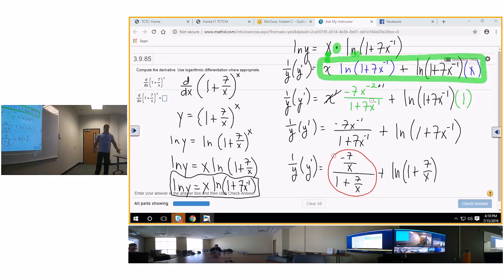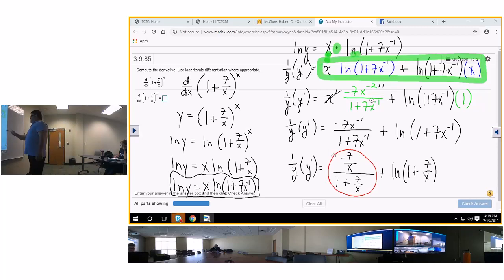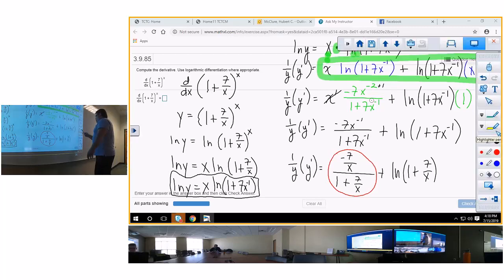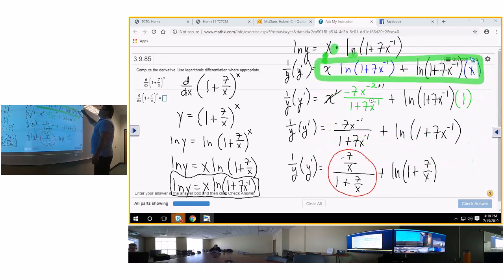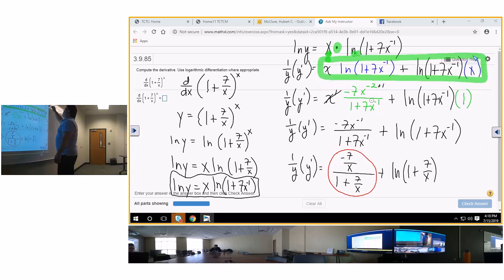X. Now I'm going to make this little because I need to show you this, because this is probably why a lot of you had this question because of the algebra.